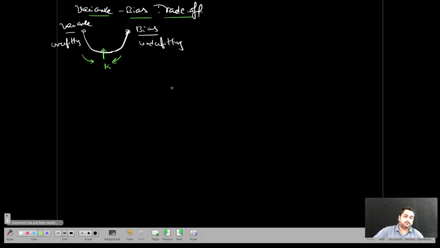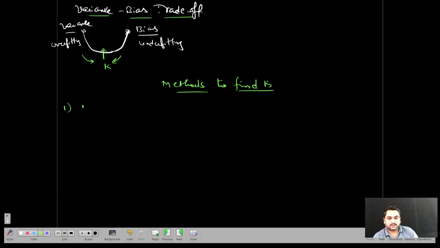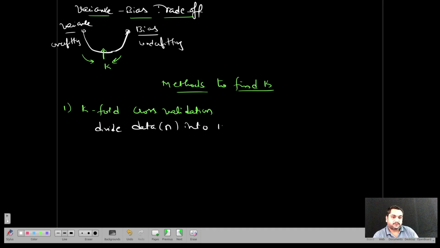So that is how k can impact your KNN algorithm. Now we'll see the different methods you can use to find the value of k. The first and very frequently used technique is k-fold cross validation. What it says is very simple: you divide a data set with n points into k parts, each of size n by k.